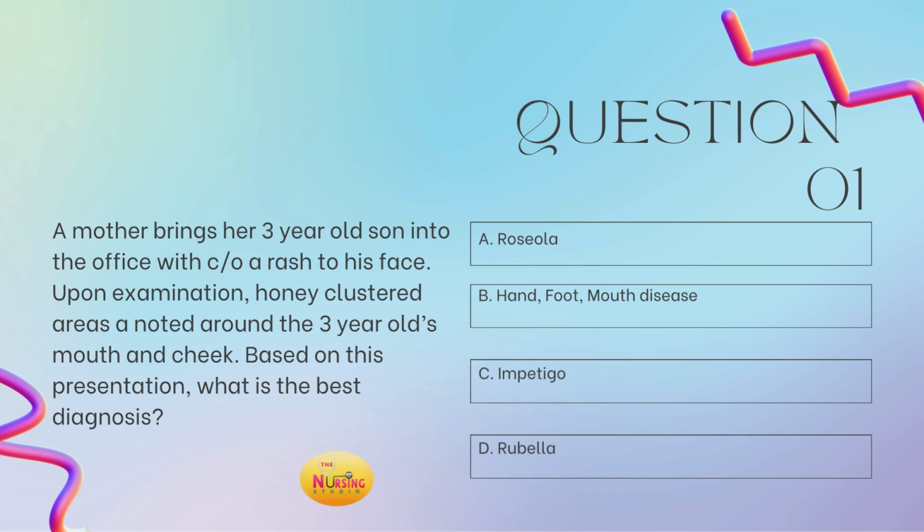Question number one states: a mother brings her 3-year-old son into the office with complaints of a rash to his face. Upon examination, honey cluster areas are noted around the 3-year-old's mouth and cheek. Based on this presentation, what is the best diagnosis? Is it A, roseola, B, hand, foot, mouth disease, C, impetigo, or D, rubella? Take a moment and tell me what you got in the comments, you guys.